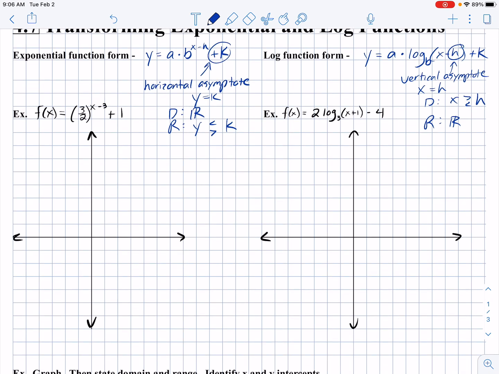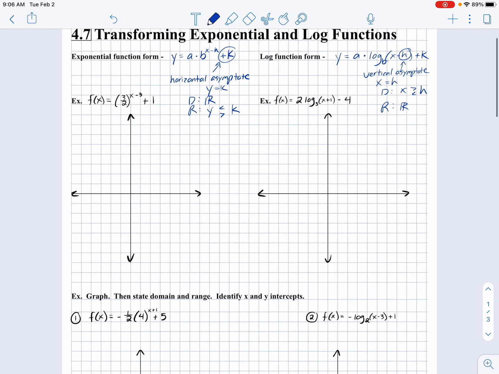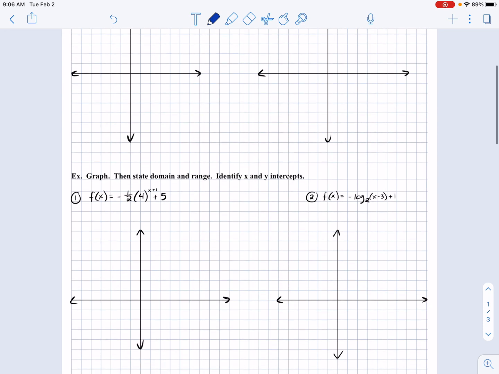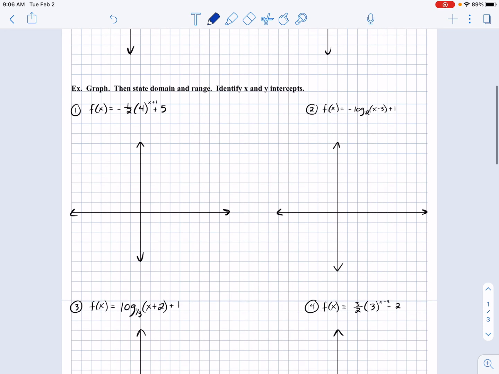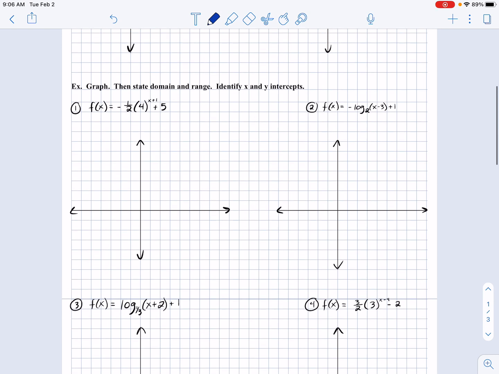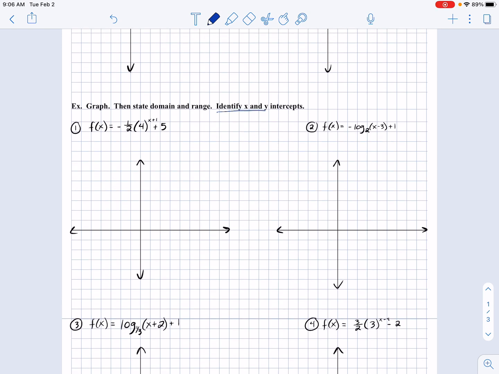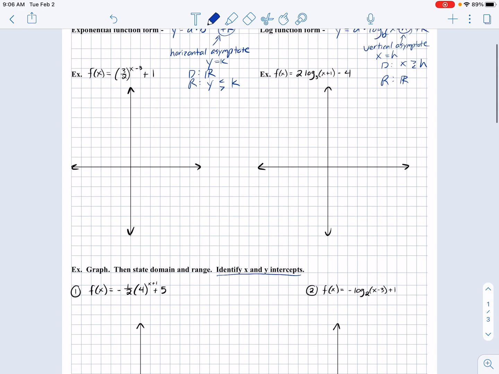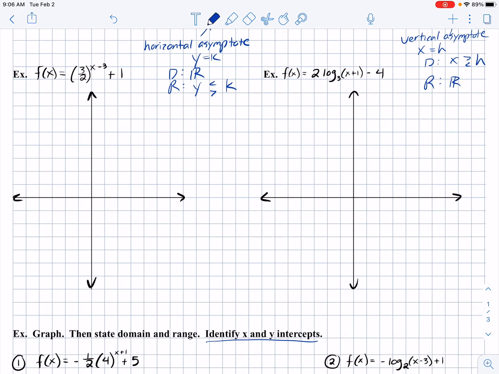All right. So what I'd like to do here is graph both. Then we'll come down here and do an example where we graph, state domain and range, and then identify x and y intercepts. All right. Remember, I like to just make a table for your parent function, which is just the y equals 3 over 2 to the power of x part, right? And then we'll take care of the negative 3 and plus 1 before we graph.